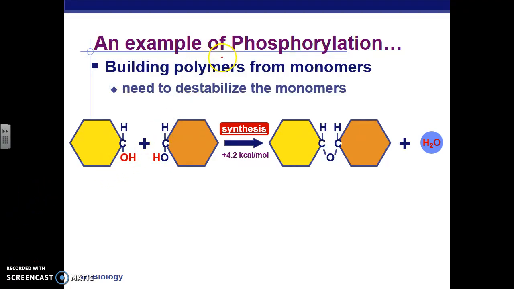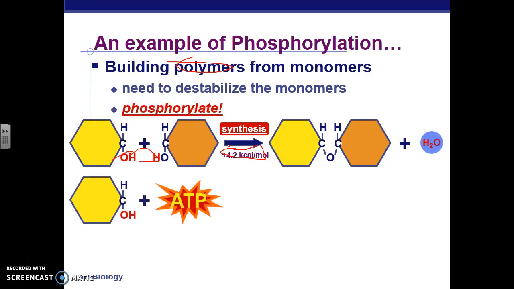So one of the examples of a reaction that requires energy is building polymers from monomers. And if you remember when we learned this in the first unit, this was dehydration synthesis. We need to remove water from the molecules, and that joins them together. This reaction requires positive 4.2 kilocalories of energy per mole of it that you're joining together. So this cannot occur by itself because the delta G here is positive. It needs help. So now the question is, how does the energy from ATP get transferred to this reaction to help it?